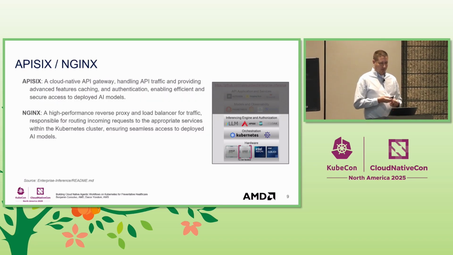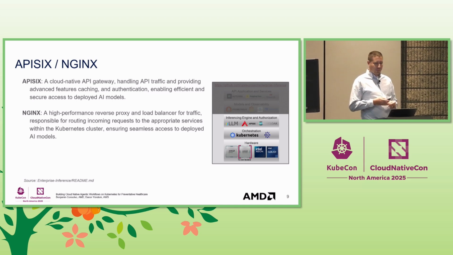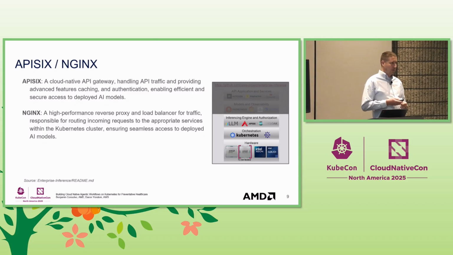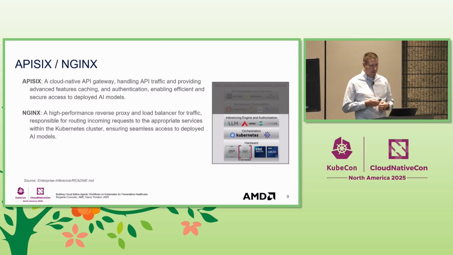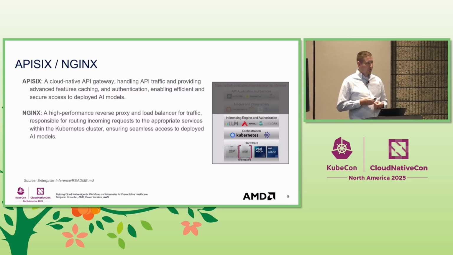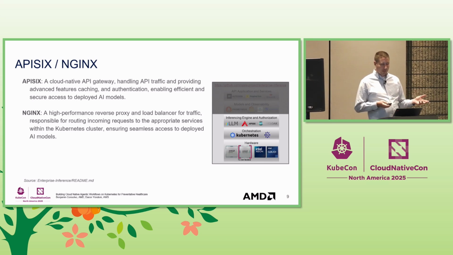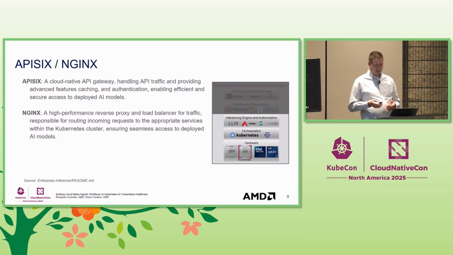First, for those who are not familiar with APISIX and NGINX, APISIX is a cloud-native API gateway handling API traffic, providing caching, authentication, enabling efficient and secure access to deployed AI models. And then NGINX is serving as a foundation for APISIX, a high-performance proxy and load balancer for traffic, responsible for routing incoming requests and ensuring access to deployed AI models. So APISIX transforms chaotic AI model access into enterprise-grade API management. Think of APISIX as the intelligent traffic controller for your AI infrastructure.